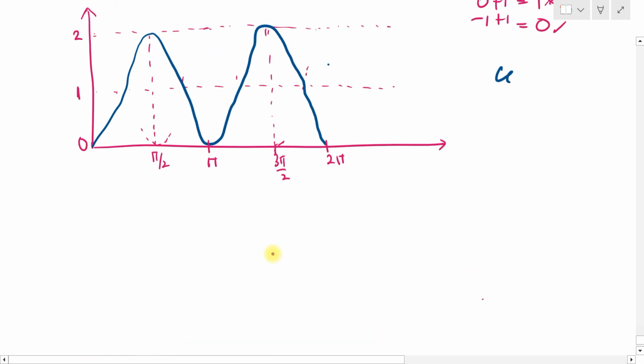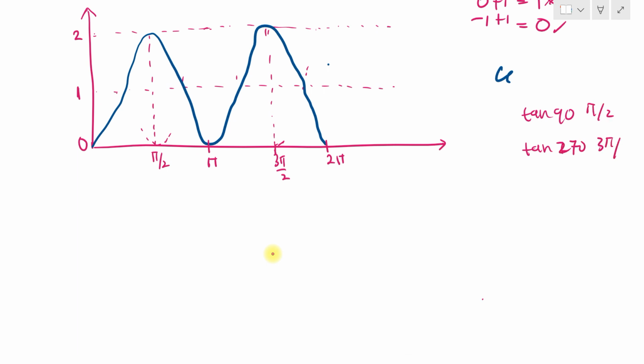Okay, and remember tangent 90 is 0. No, my error. And also tangent 270. Tangent 90 is pi over 2, and 270 is 3 pi over 2. So we need to draw this in a very dark way because we need to show that this is the undefined part.